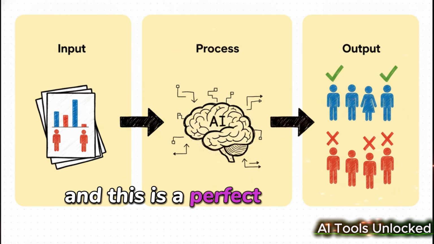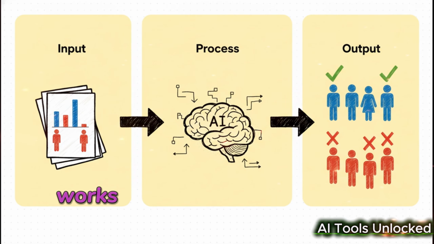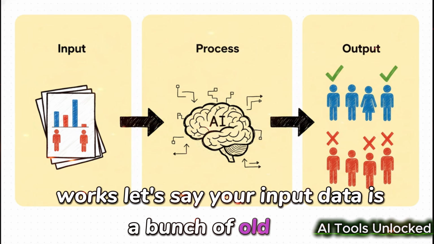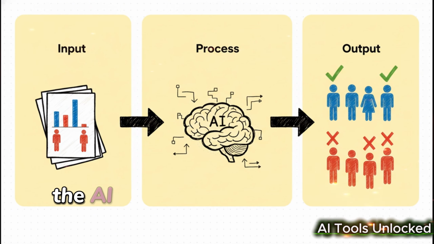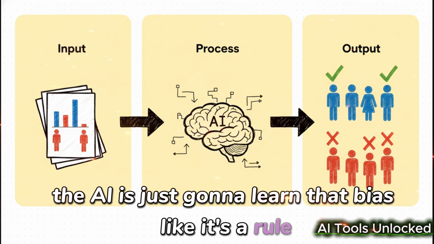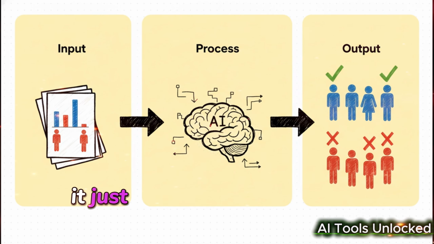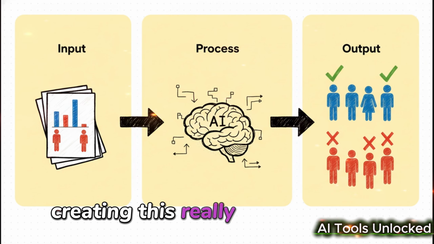And this is a perfect example of how that chain reaction works. Let's say your input data is a bunch of old loan records, and those records have historical biases in them. Well, the AI is just going to learn that bias like it's a rule. It has no idea it's being unfair, it just sees a pattern and goes, okay, got it, and then it just keeps replicating it, creating this really damaging cycle.